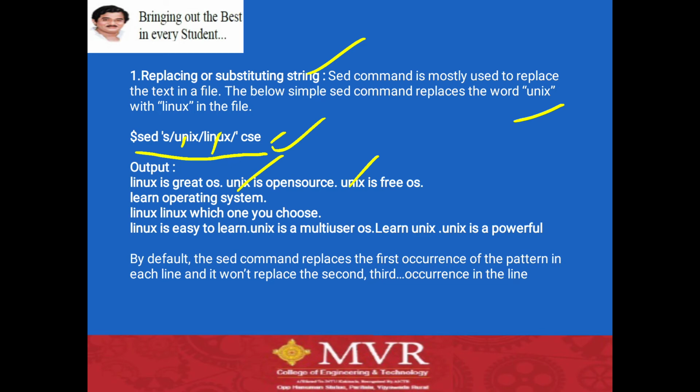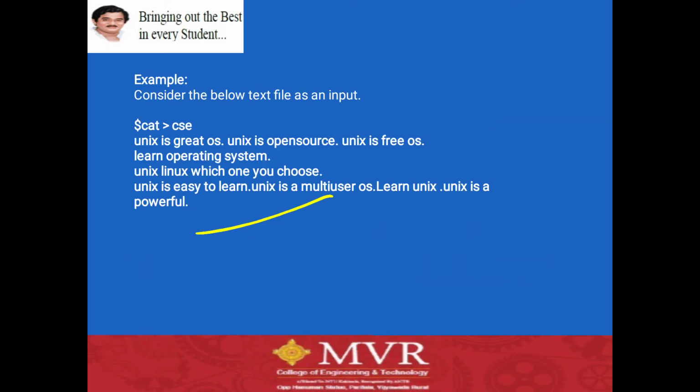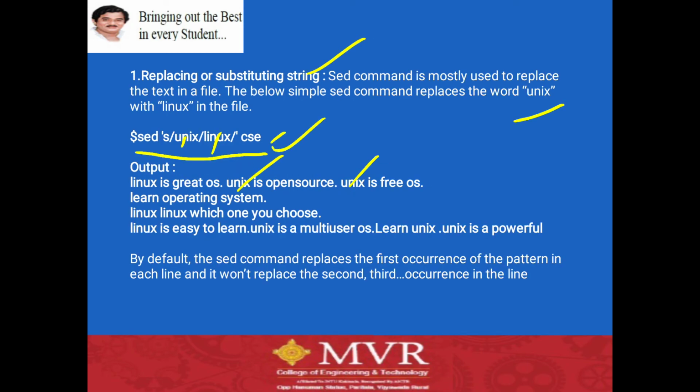Second line, as we don't have any Unix, it will not be replaced, so the second line will be displayed normally. And the third line, again you see, the first occurrence of Unix is there, so therefore it will be replaced by Linux. Similarly the fourth line. So remember, whenever you are using SCD without any options, it substitutes the given string for only the first occurrence. If the same string is available multiple times, it won't substitute them, only the first occurrence will be substituted. That is the important thing we need to remember.